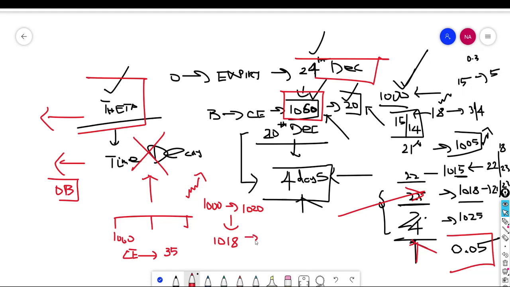The stock price has moved up 18 points. Yes, the premium would probably be 40 or 42. So you are still in a decent profit compared to choosing the 1060 strike price and being in a loss, because time decay is the biggest enemy for an option buyer. Always remember this. That is why you should choose your strike price correctly.